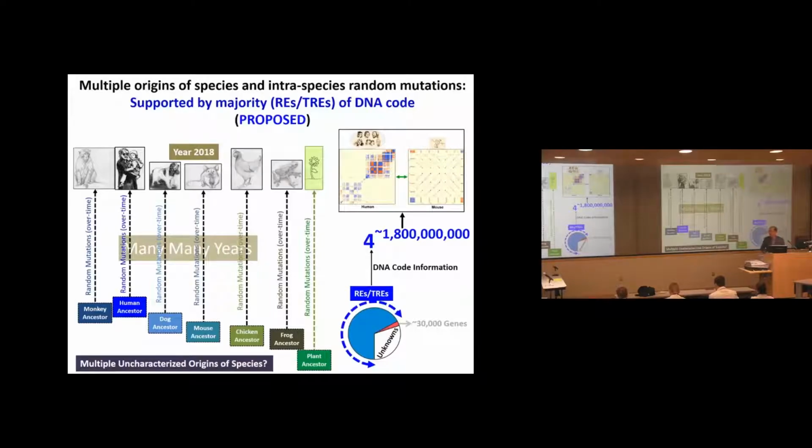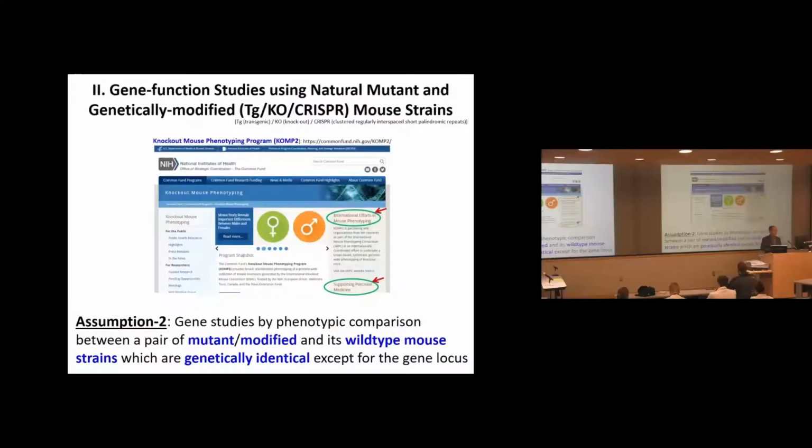Again, I'd like to point out that the information, 4 to the 1.8 billion, is so different, for instance, between mouse and human. That means it is mathematically impossible for mouse and human to share the same ancestor. I'd like to move to the next assumptions.